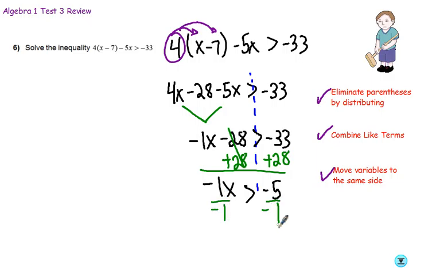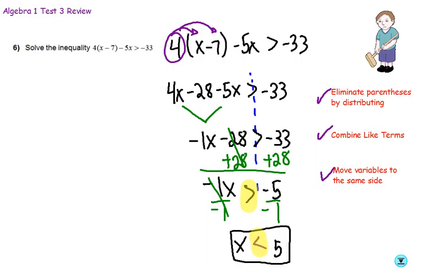Divide by negative 1. And so what we end up with is x, negative 5 divided by negative 1, which would be 5. And then, because I divided by a negative, that would be x less than 5. So let's make sure we realize what happened there. We switched that greater than into a less than.